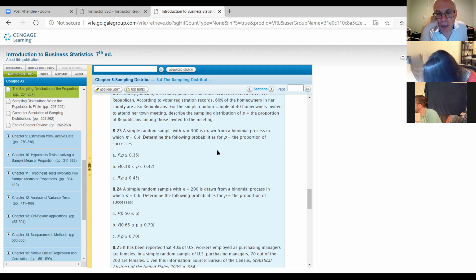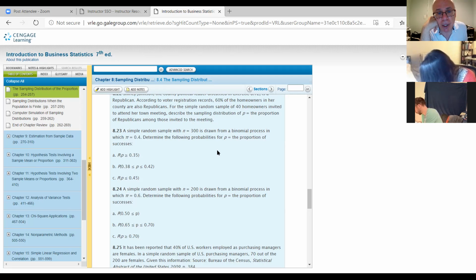Good. Now remember, to determine whether you can use the normal distribution to answer these probability questions, n is not enough. You have to multiply n times pi and n times 1 minus pi. And both of those products have to be bigger than, or at least as big as 5. So n is 300 and pi is 0.4. So n times pi is 120. That's way bigger than 5, right?